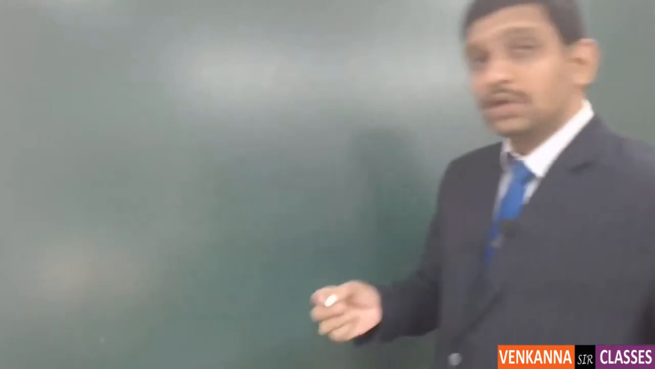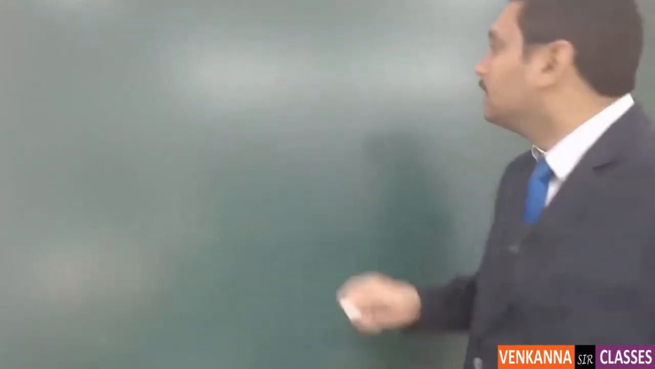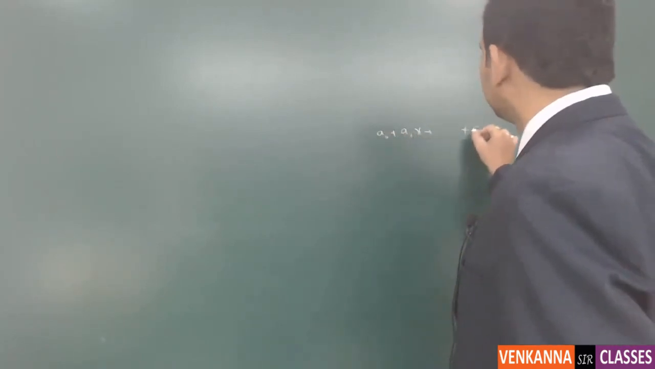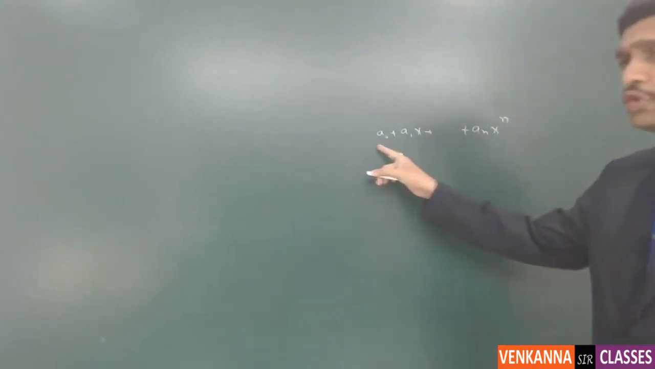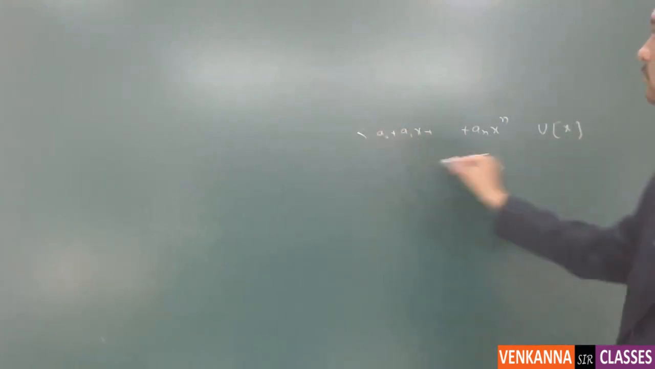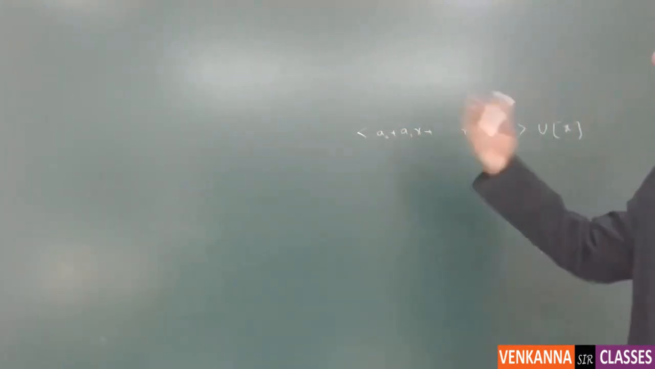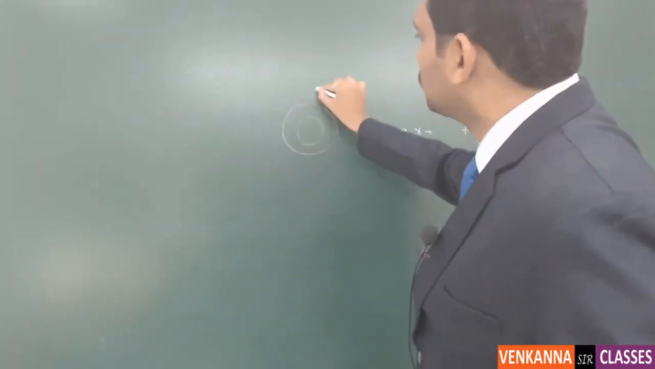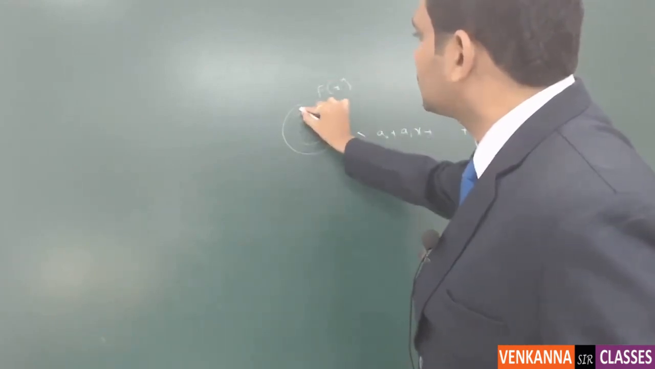So what is the problem with the constant term? Suppose you have taken the constant term. Then what happens if you consider the condition of an ideal? Say I have taken that u of x contains all the polynomials of this type. Now, as per the definition of ideal, this is f of x and this is u of x.